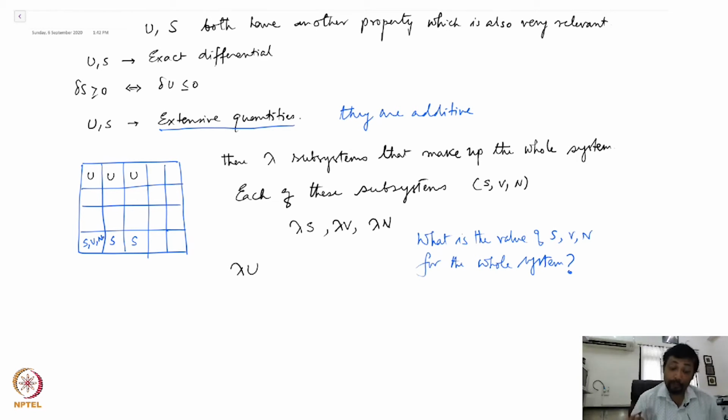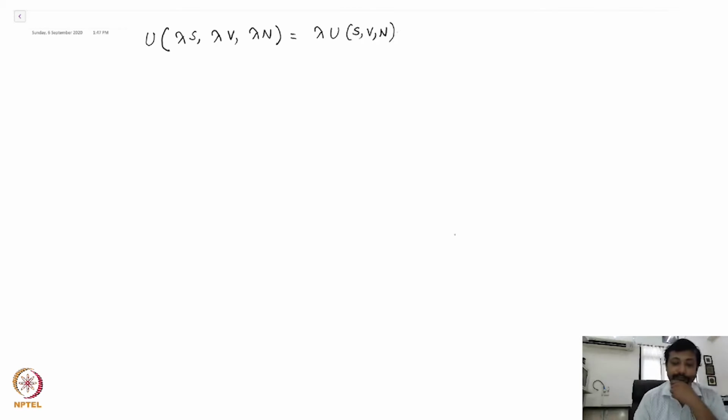U is also extensive, that's the property that we are trying to say. Then it also means that the internal energy are also extensive quantities, so I will simply add up. Therefore, the internal energy of the system becomes lambda times U. On the other hand, the entropy of the whole system becomes lambda times S, volume becomes lambda times V, and particle number becomes lambda times N. Therefore, if I write down this equation, U of lambda S, lambda V, lambda N must be equal to lambda times U of S, V, N. Correct? So this means that the internal energy of the whole system, which has an entropy of lambda S, volume of lambda V and particle number of lambda N, would be simply lambda times the internal energy of each of these subsystems. Functions which obey such a relation are called homogeneous functions.